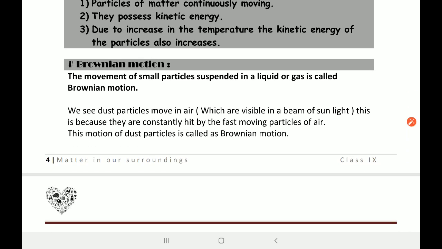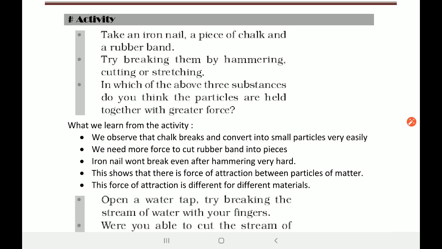Oh, here it is the Brownian motion. As I just now told you, the motion of particles is called Brownian motion. The movement of small particles suspended in a liquid or gas is called Brownian motion. Okay, so we have discussed this, isn't it? When we see the dust particles in the air in sunlight, they are continuously moving. We don't find them settling down, right? They are continuously moving, suspended in the air. We call that Brownian motion, random motion. Anyway, there are so many different examples to know the characteristics of matter.